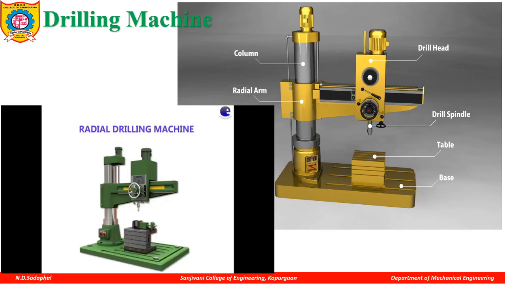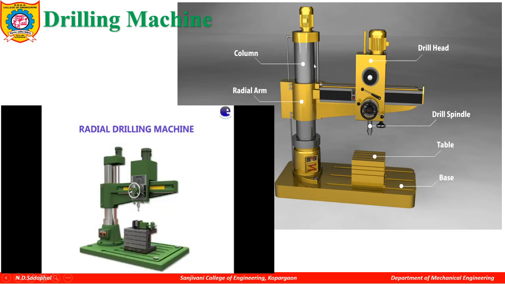Hello student, in this video we are going to learn about a drilling machine and the different operations performed on a drilling machine. Generally we know a drilling machine, a hand drill we know, but here we are going to learn about a radial drilling machine. In the figure, you can see a radial drilling machine on your screen.